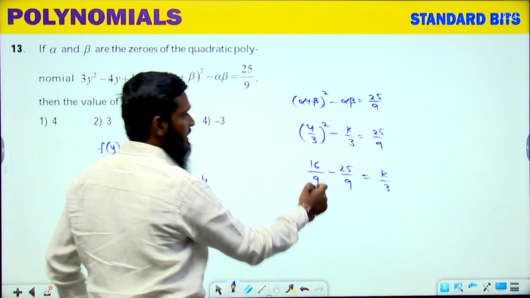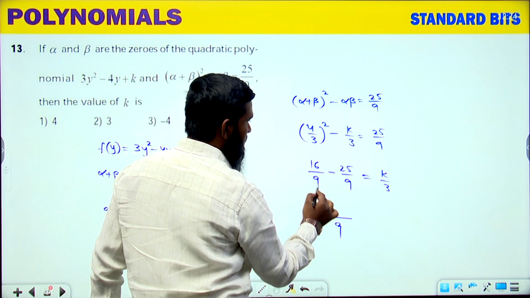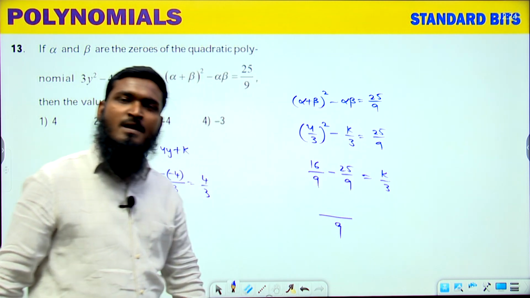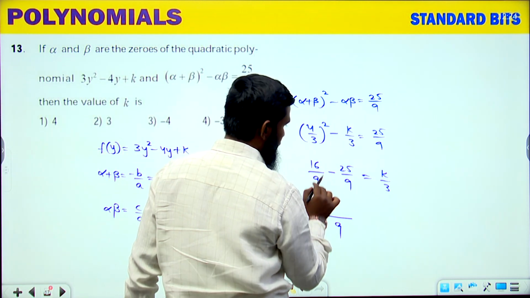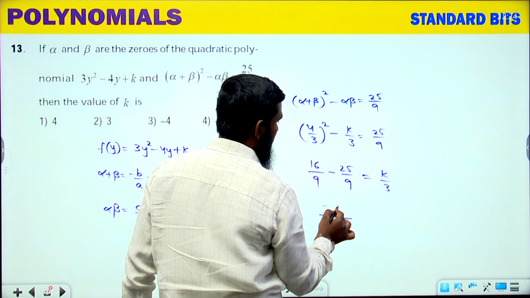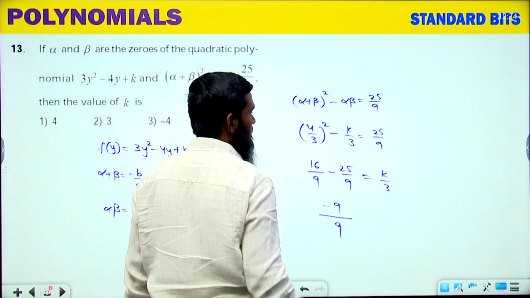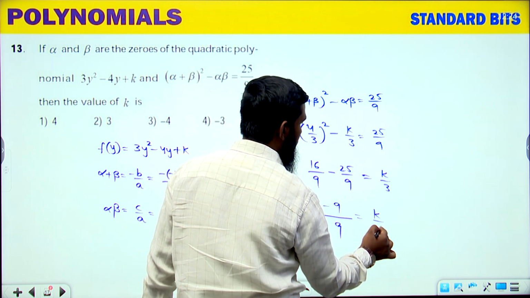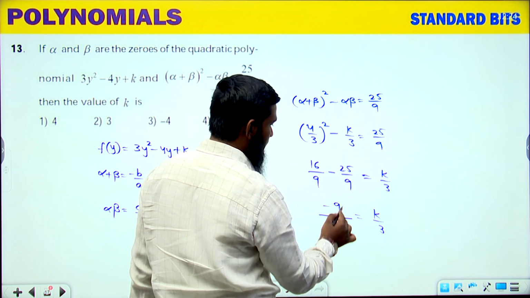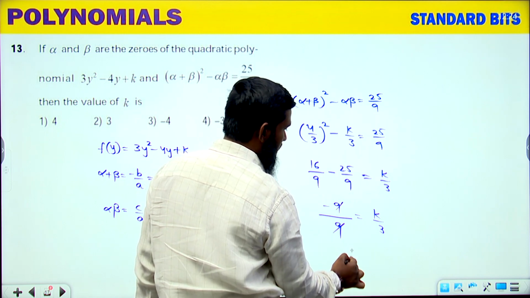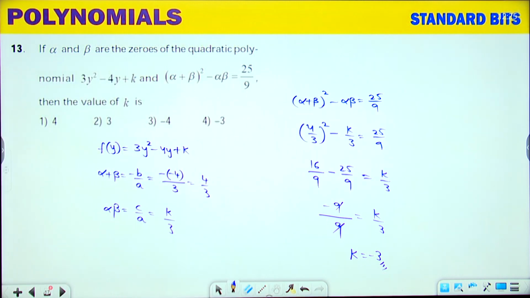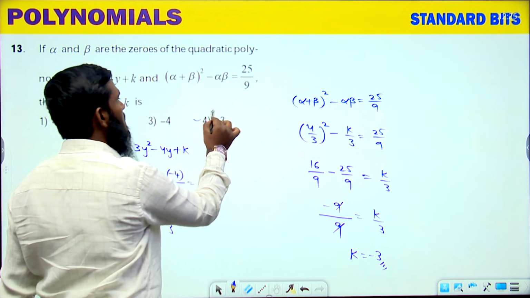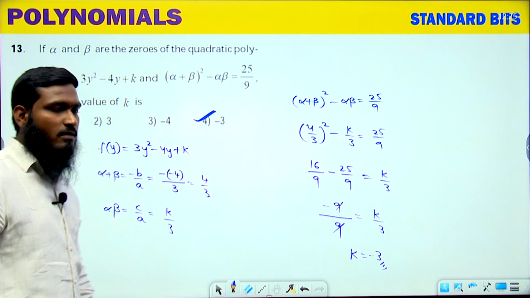Now as we are having the same denominator, let us write once 16 minus 25. Okay, 16 minus 25 means what we can take over here? Let us take minus first because we are having a minus sign. So minus 9. Okay, minus 9 we have taken. It is equal to k by 3. Now this 9 gets cancelled over here, 3 if you are sending over here. So the k value is equal to minus 3. So what is the k value we are getting over here? The k value is equal to minus 3, which means let us go with option number 4.